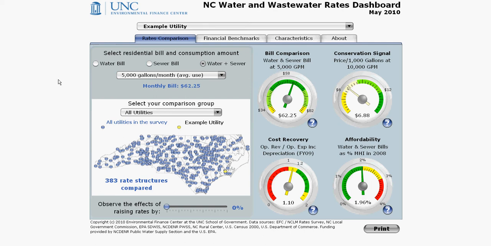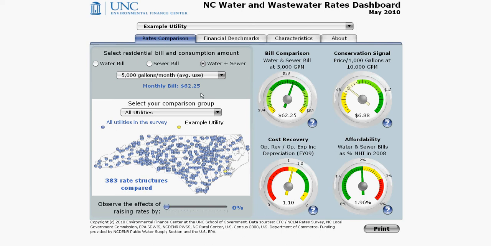In the last video, I explained the bill comparison and conservation signal gauges. Let's look at the affordability gauge next. Again, we are currently looking at how much the example utility is charging for water and sewer combined for 5,000 gallons a month. The monthly bill comes out to be $62.25. Is that affordable? It's difficult to give a straight answer to this.